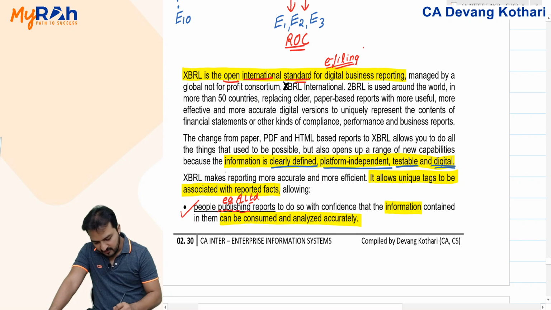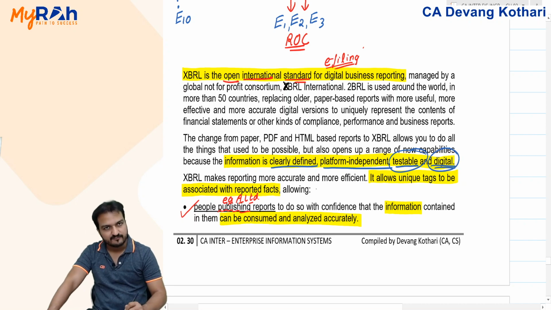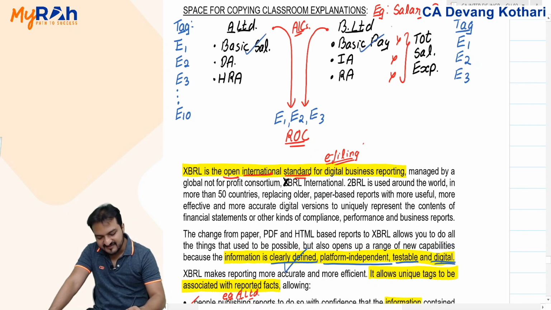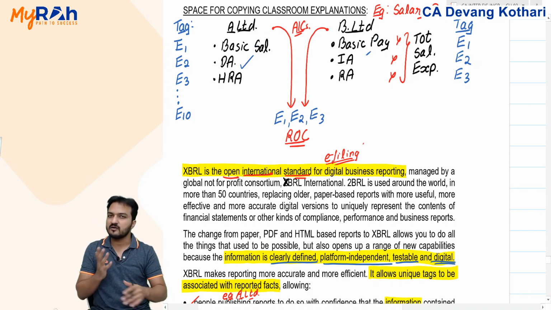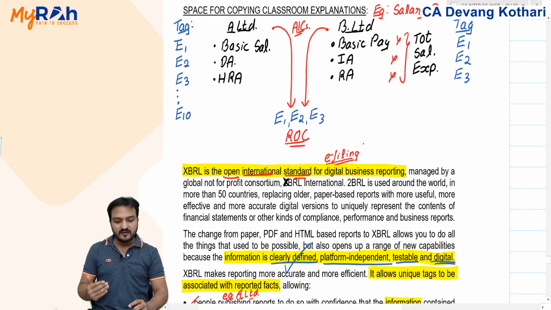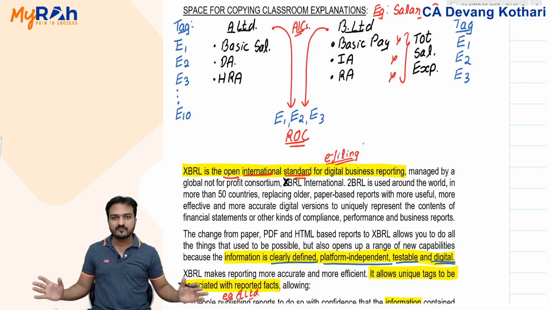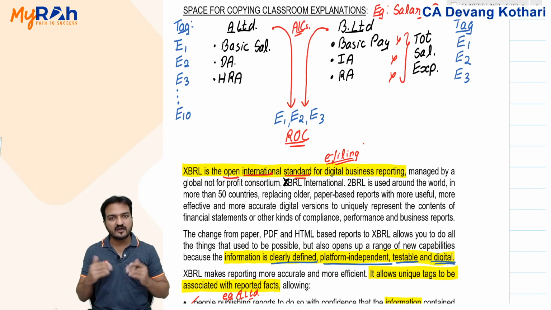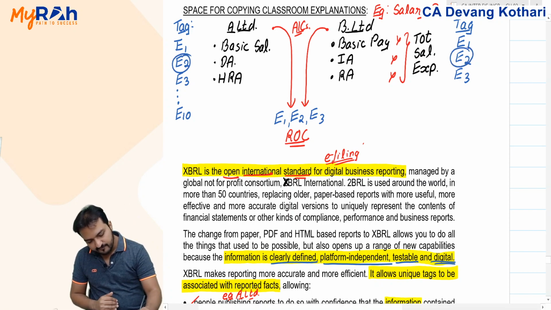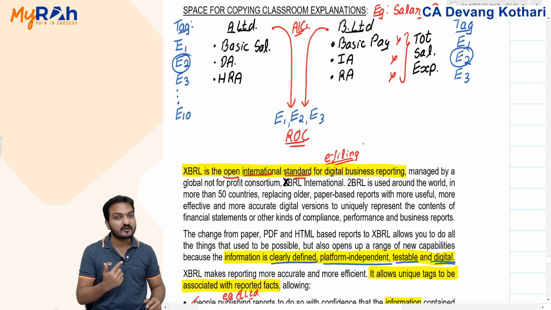Now, because of this method, the information that you file is now clearly defined. It is platform independent, testable, and digital. Each word has a significance, clearly defined. Look, when I said basic salary, you said basic pay. I said DA allowance, you said dearness allowance. So you see that the data is not clearly defined. It will be difficult to understand the data. But now under the XBRL system, information is clearly defined because the DA allowance for all the companies in India, throughout the entire country, in every single company, will always be called E2. So the information is now better and clearly defined.